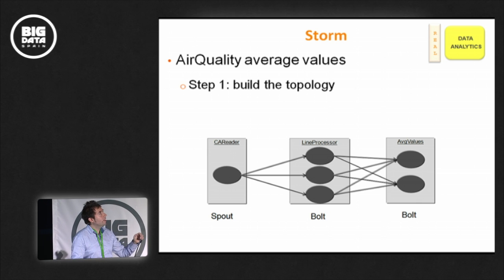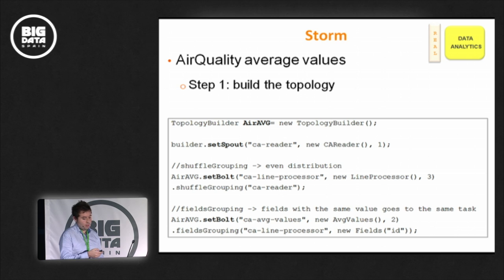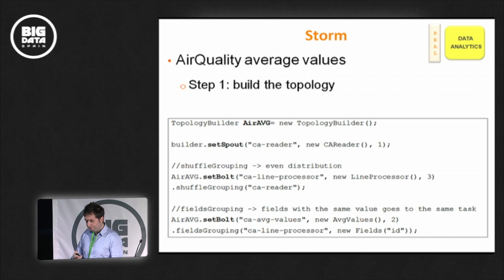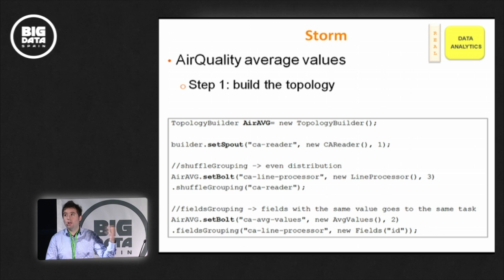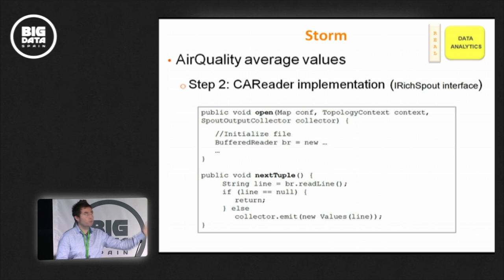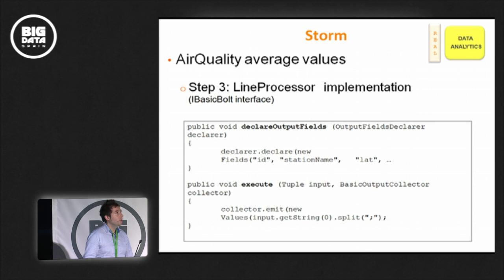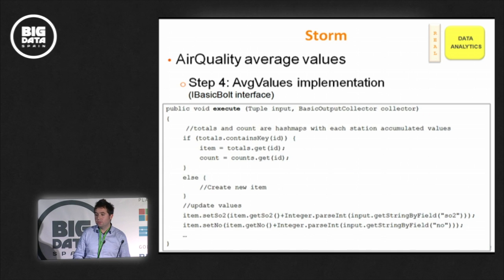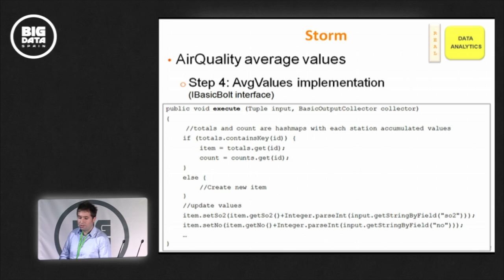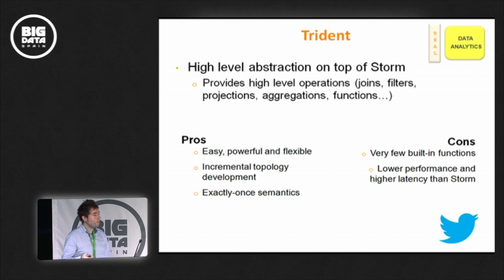Once we have defined the topology, the code is really easy. We create the topology, we define which is the spout, the first bolt, the second bolt, and also we define that all tuples with the same key go to the same bolt. The next step is to develop the spouts and bolts. It's not too difficult to develop, because there is some code you can use, and there are interfaces provided by Storm that make it not so difficult to do.